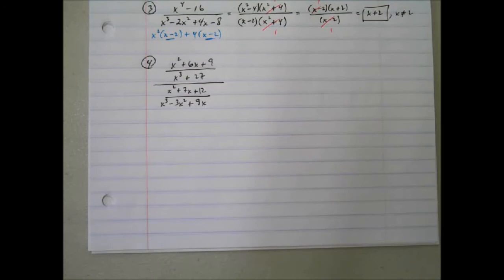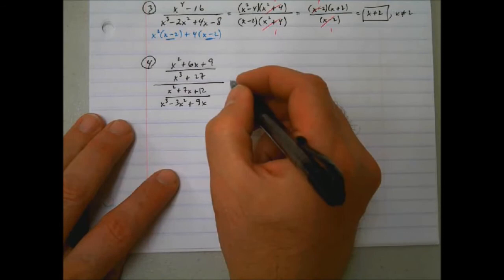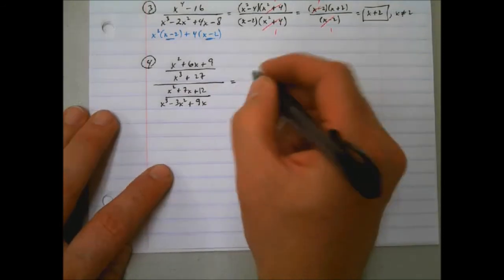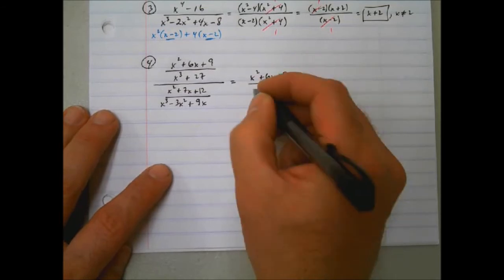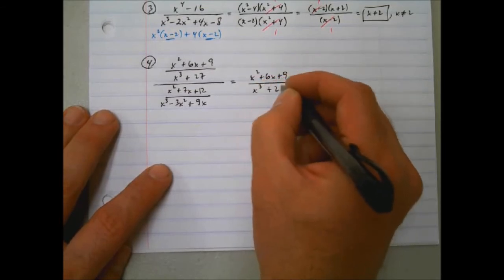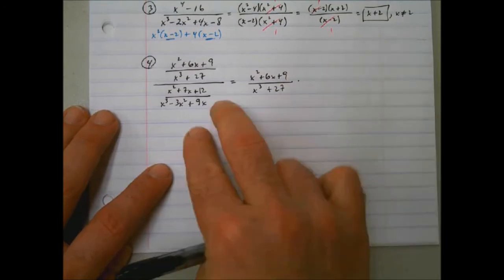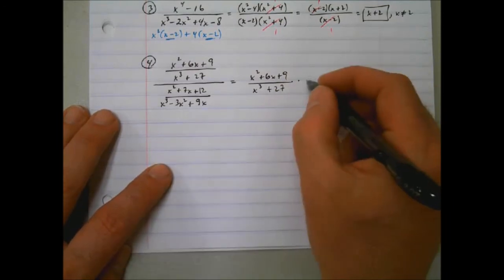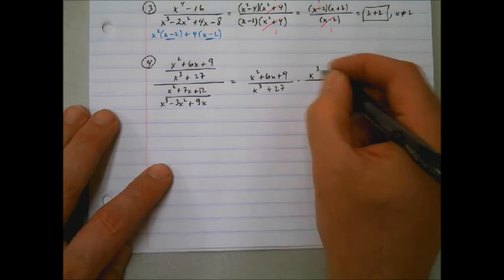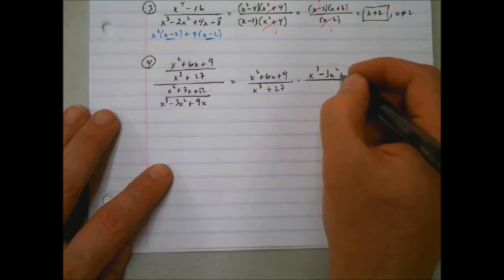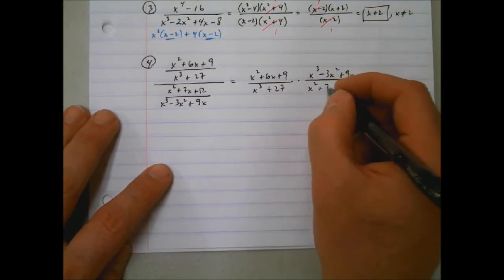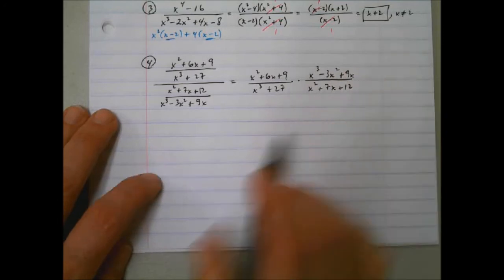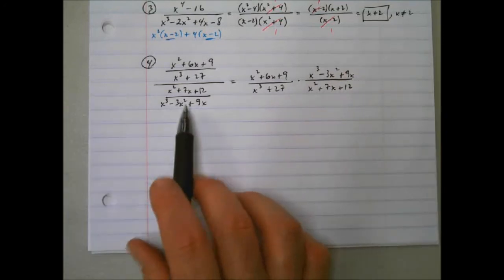Okay, now if you have a fraction divided by, that's really what this is. It's a fraction divided by another fraction. Well, what do we do when we're dividing by a fraction? Don't we flip and multiply? Yes. So this is really the top fraction, x squared plus 6x plus 9 over x cubed plus 27 times, and we're going to flip the bottom one and multiply. So x cubed minus 3x squared plus 9x over x squared plus 7x plus 12.